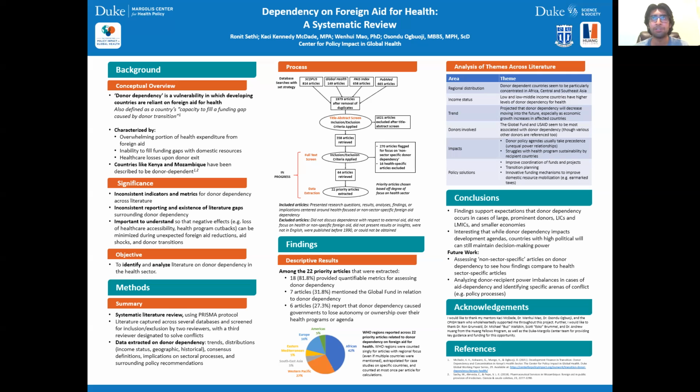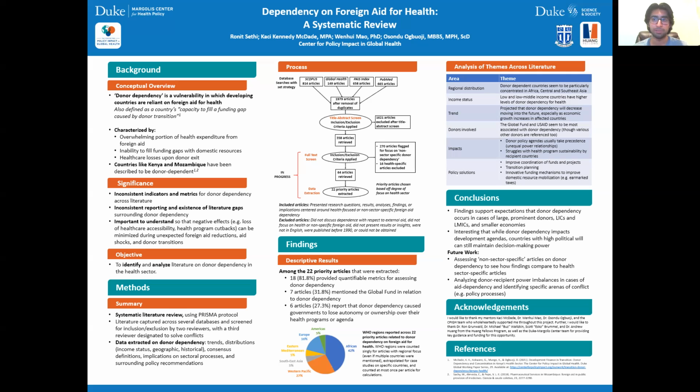The reason it's so important to understand donor dependency is because as it exists right now, there's a lot of inconsistent indicators and metrics across academic literature. And as a result of this inconsistent reporting, there tends to be a lot of literature gaps that exist.